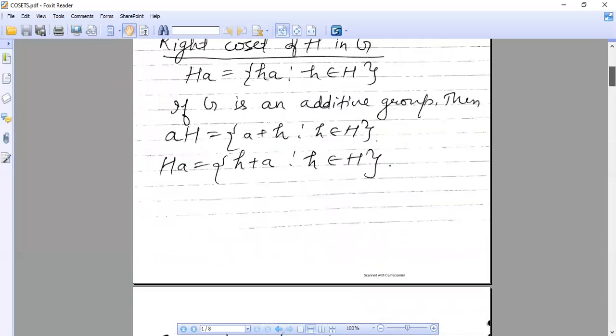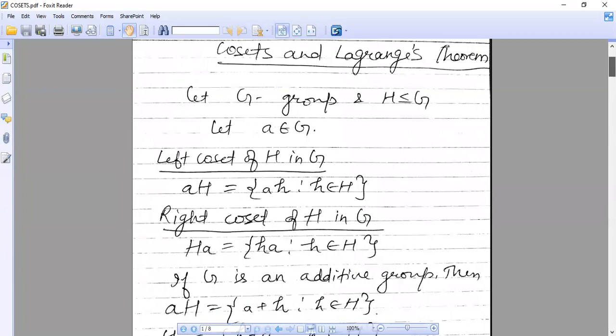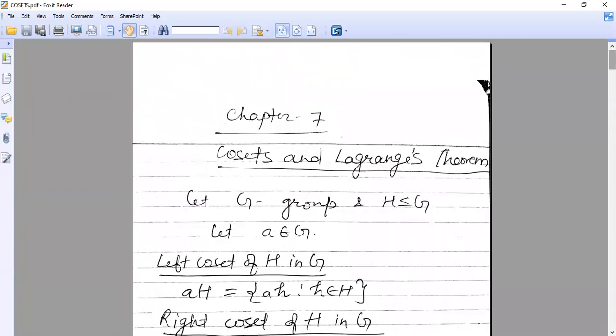In the next lecture, we are going to see Lagrange's theorem, which is connected with the cosets. So this is all in this lecture today. Thank you so much.